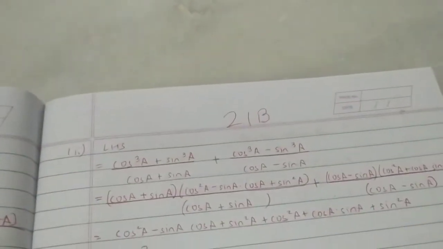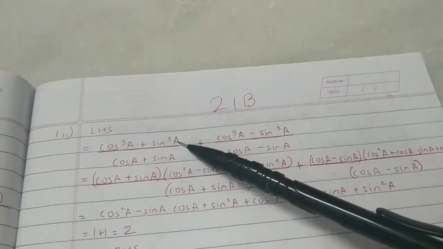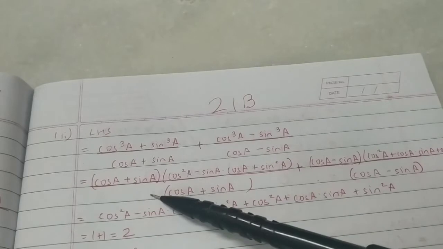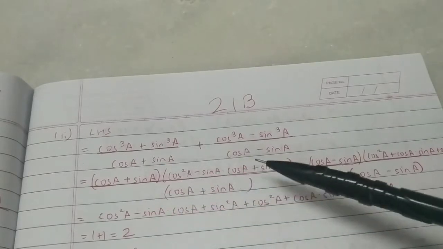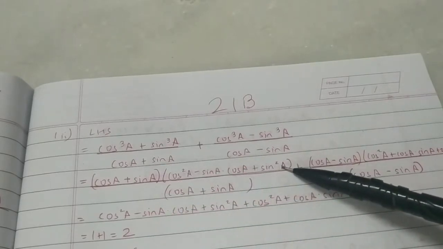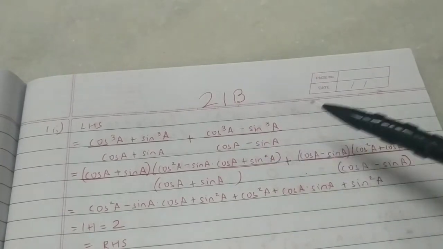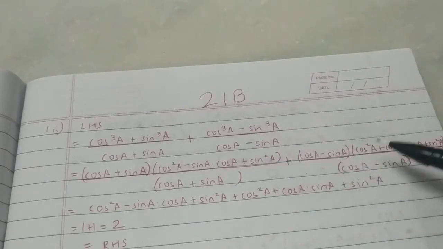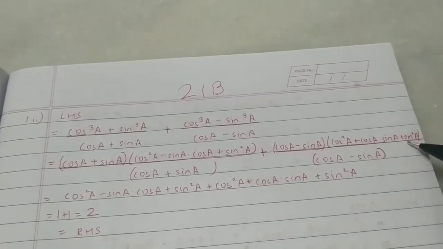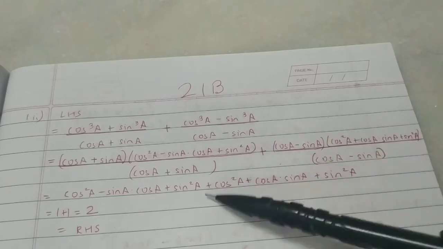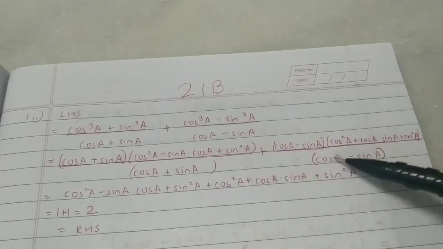We see cube formulae can be applied here. A cube plus B cube is (A plus B)(A square minus AB plus B squared). And A cube minus B cube formula is (A minus B)(A square plus AB plus B squared). And then the denominators are as it is.